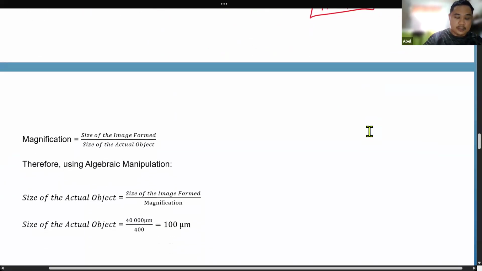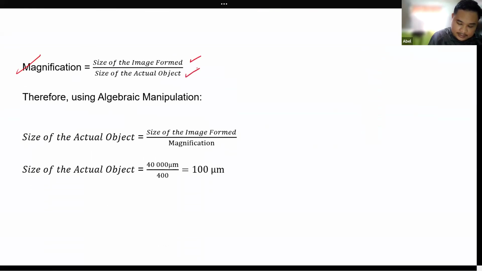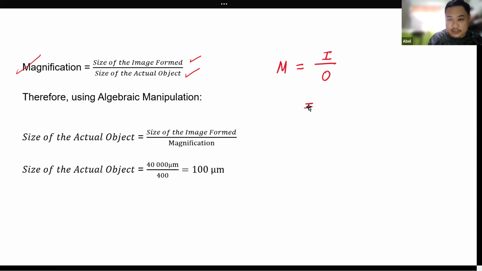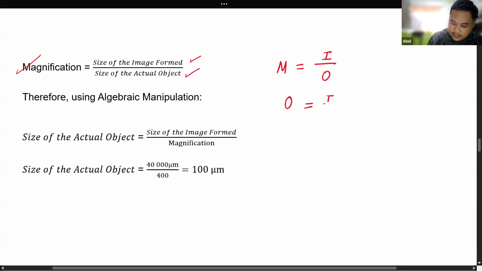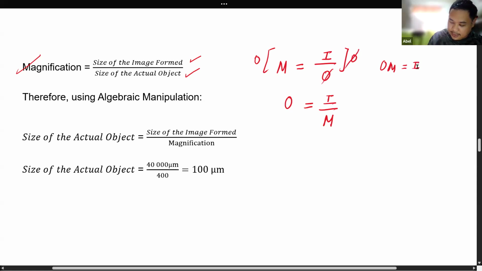Now take note that we have here the magnification formula. That would be magnification, the size of the image formed over the size of the actual object. So that would be M. You can try to write the formula first. So magnification is size of the image over size of the object. Now, if you want to derive it using algebra, we have O and then I over M. You simply remember that we multiply this by O, and that would be OM equals I. O will be canceled, and since we are looking now for O, that is I over M.